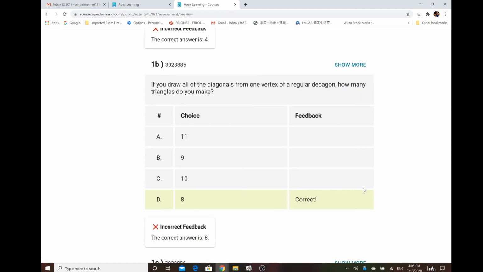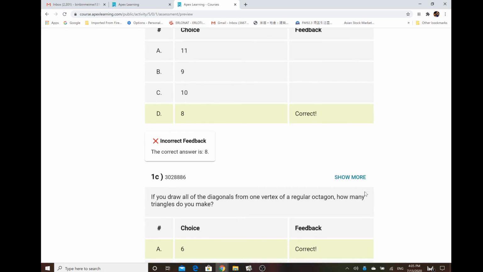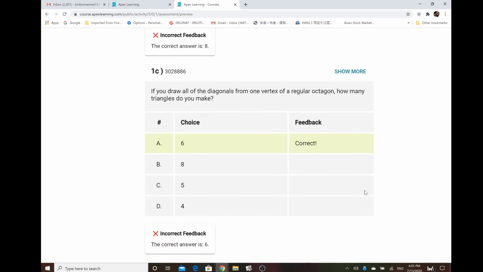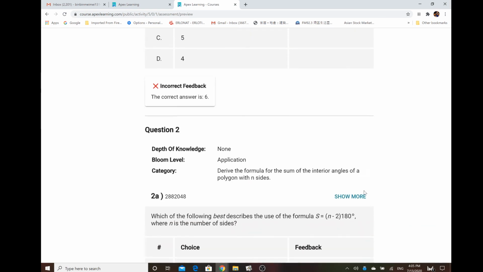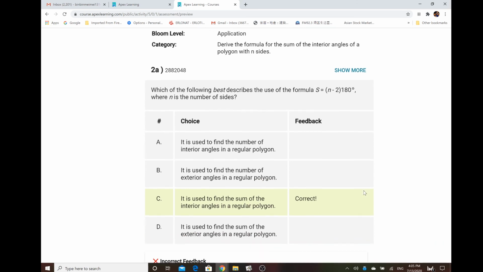So here's another one. If that's a decagon, decagon means a 10-sided figure. Again, regular, the difference of regular and irregular. Regular means all sides are equal and all interior angles are equal. So if that's a regular decagon, 10 sides, then 10 minus 2 is 8. And for a regular octagon, 8 minus 2 is 6. So now let's move on to the next one.